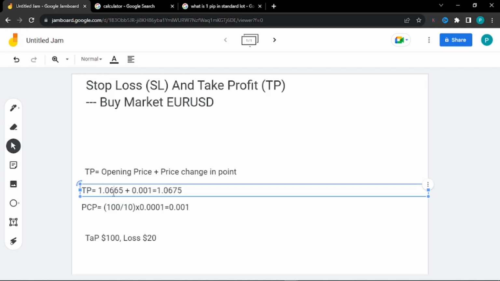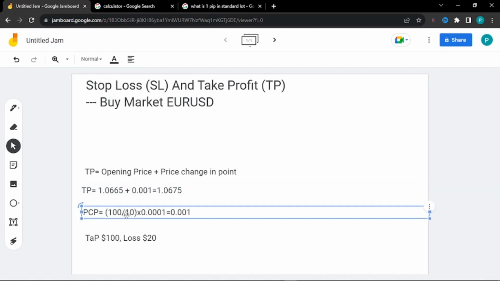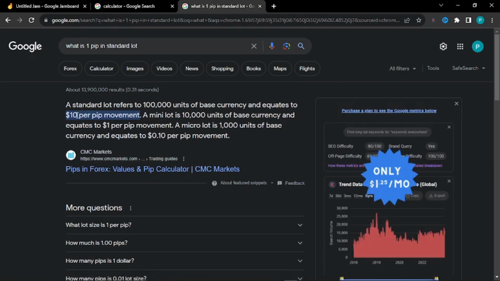So you see the idea of calculating your take profit is simply your opening price plus your price change in points. And your price change in points is simply the amount of money you are trying to make divided by the price of pip. If you are using a standard lot, every single move in pip represents $10. If you are using a mini lot, which is 10,000 units, every single move is $1. And if you are using a micro lot of 1,000 units, every single movement in pip represents $0.10.